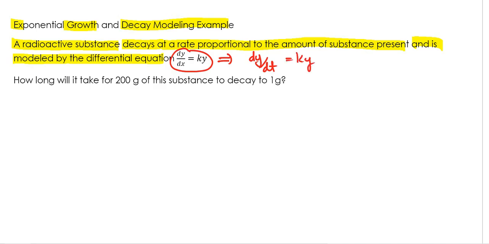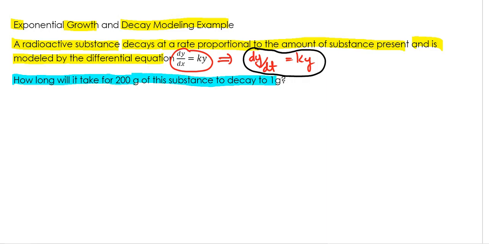Okay, so in this problem, they do give you this differential equation here, and then they want to find out how long will it take for 200 grams of this substance to decay to 1 gram. So this 200 grams right here is kind of like your initial amount, and this 1 gram here is your final amount.